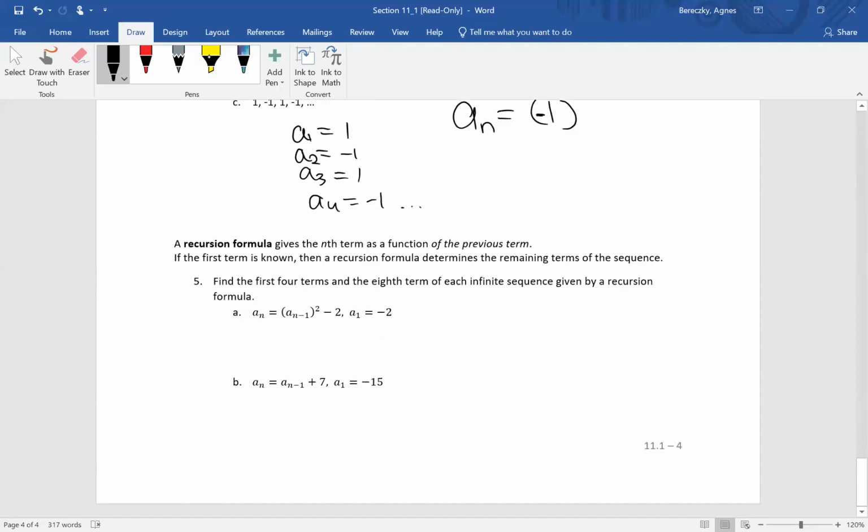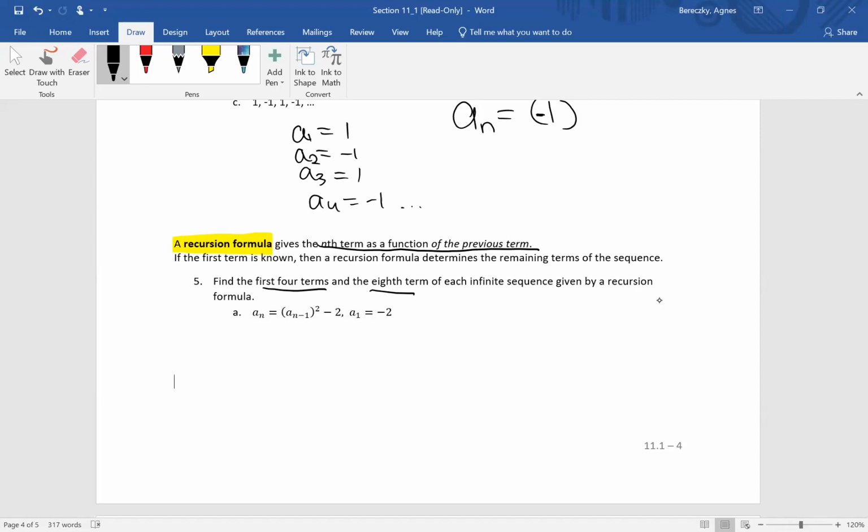Lastly, we have the definition of a recursion formula. It gives you the nth term as a function of a previous term. So we find the pattern between two terms that are consecutive. If the first term is known, then the recursion formula determines the remaining terms of the sequence. So we'll have our first example. Find the first 4 and the 8th terms of each infinite sequence given by a recursion formula.